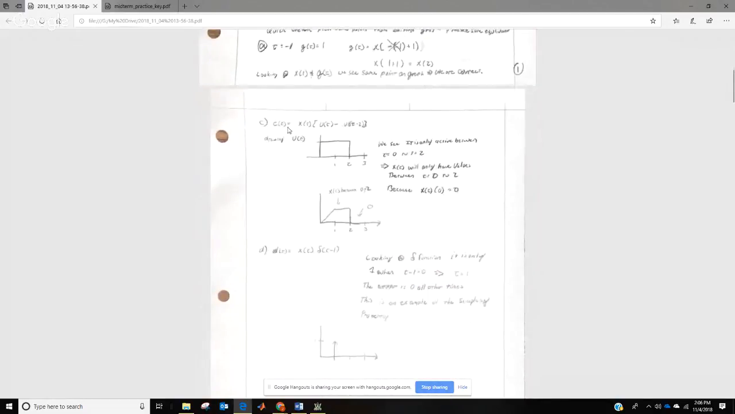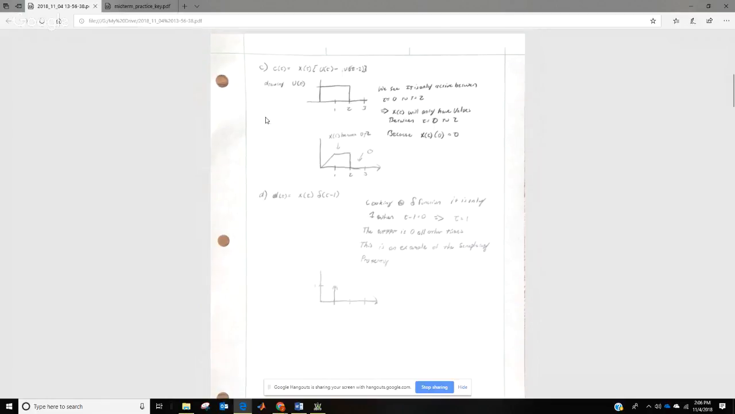So for C, it's x of t times the unit step function u of t minus u of t minus 2. That means we're only going to be active for x of t in between the values of t equals 0 to t equals 2. So the graph there is just the cutoff. The little drop here was cut off because the function was cut off.